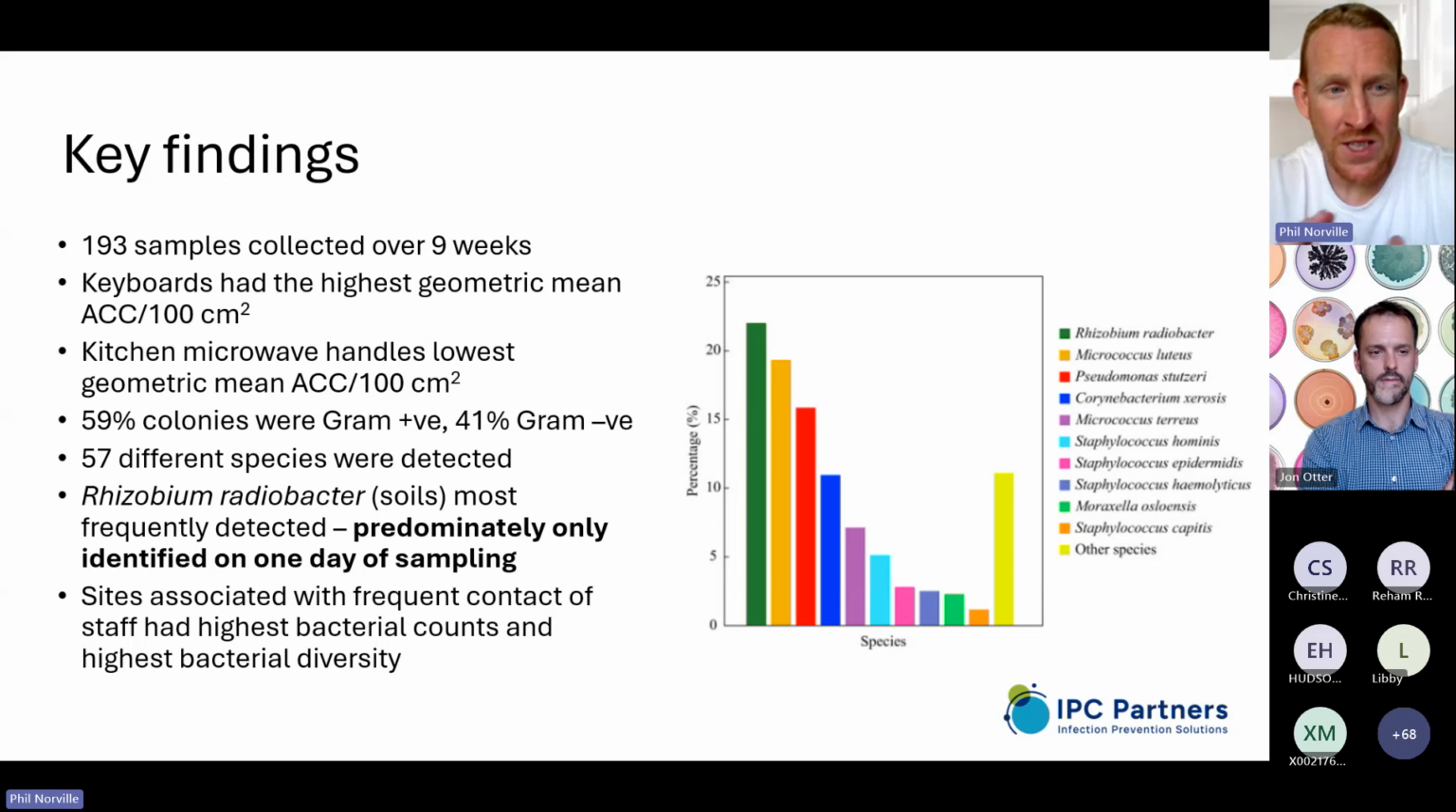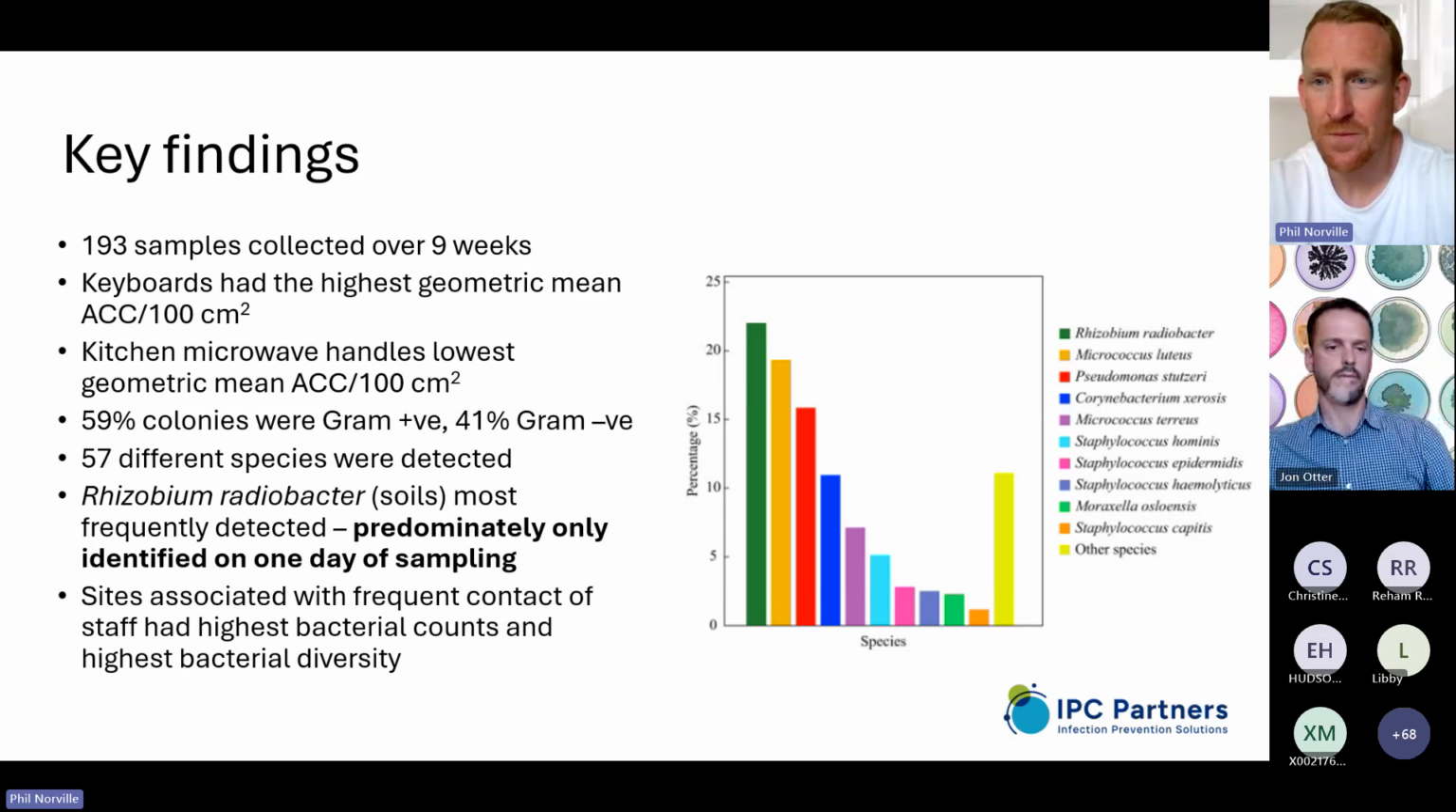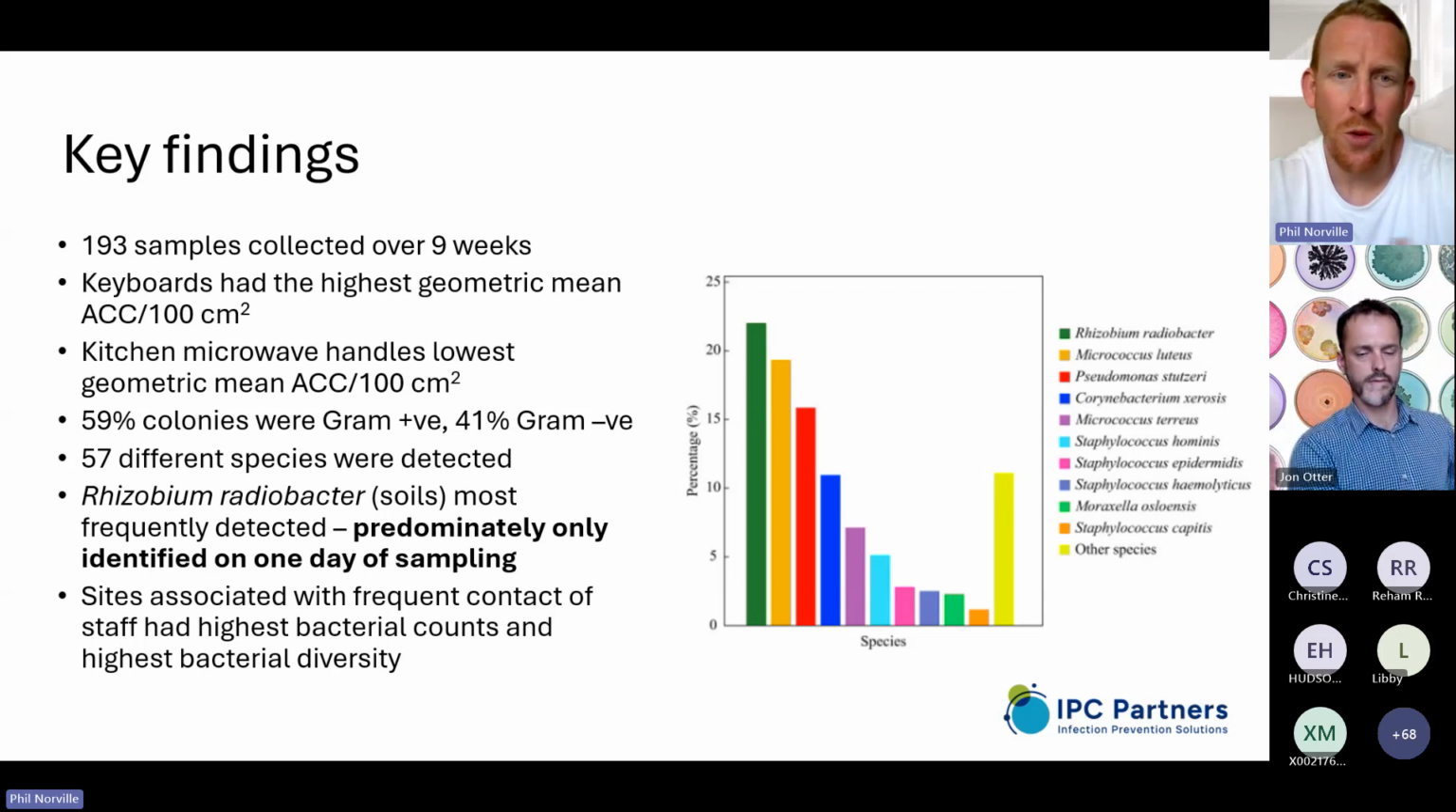Again, then, just starting to look at some of the diversity, more gram-positive organisms than gram-negatives. So for those of you learning a little bit more about microbiology, gram-positives are things like Staph aureus, whereas gram-negatives are things like E. coli and Pseudomonas aeruginosa. So slightly skewed towards the gram-positives. And this is where it starts to get really interesting.